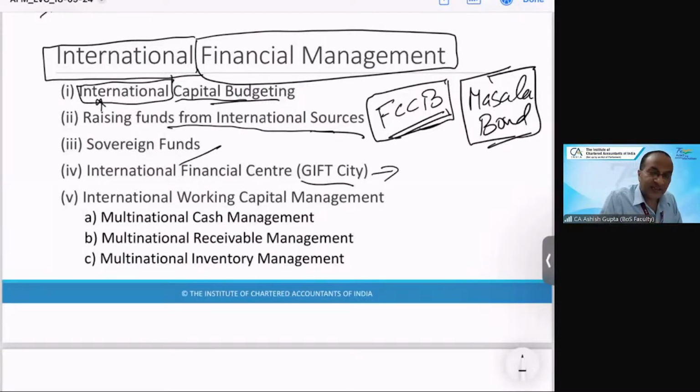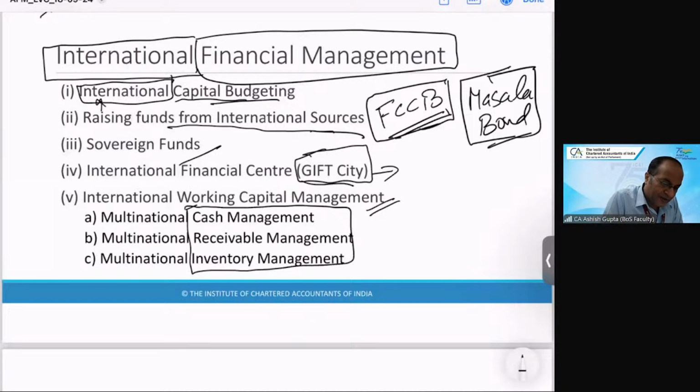Gift City in India is near Ahmedabad, at Gandhinagar. It is a kind of international center, where generally it is treated like a foreign country. You can say it is an offshore space within the boundaries of a country. Here the rules are different from the domestic rules. Then comes international working capital management. Similarly, all these topics you have covered at your intermediate level. Only the international aspect will be touched upon here.